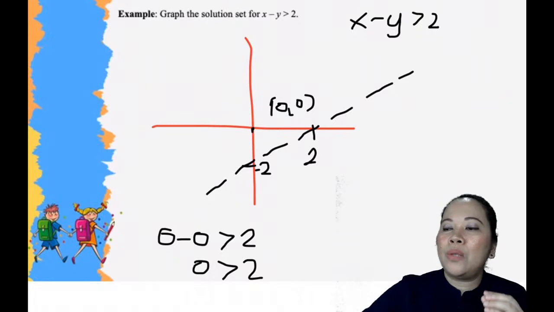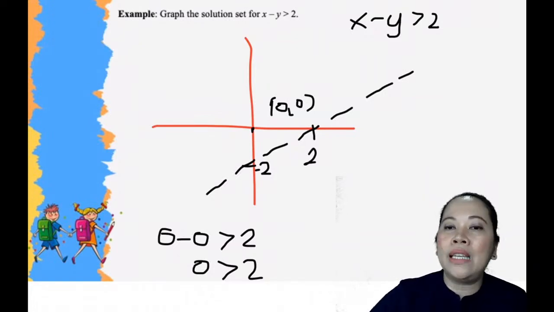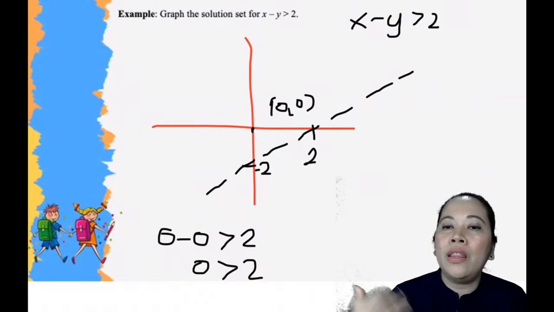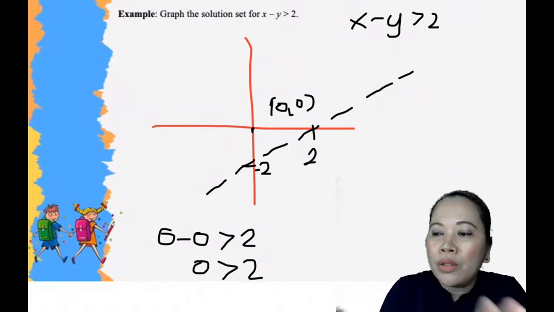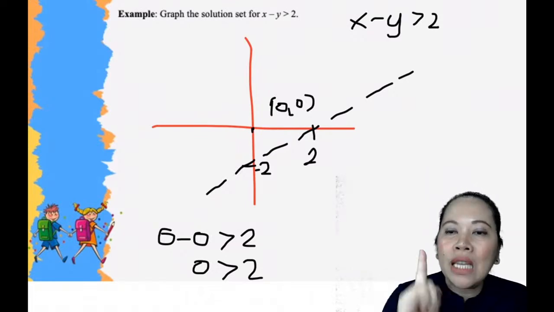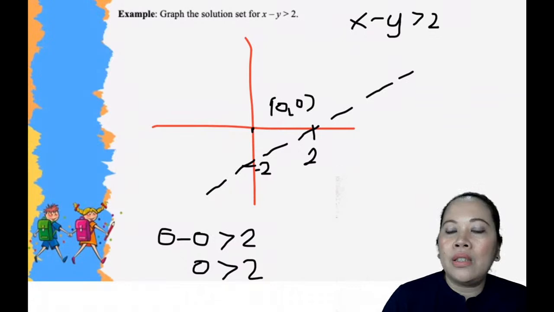So for example, this one, x minus y greater than 2. I have graphed it, and it's broken because the inequality has no equal sign below it. So there's no equal to, so it's broken. Then the next step is to test which part of the plane, on top or below, makes it true. The best way is to pick one test point. The test point is 0, 0. You won't make a mistake as to where to shade.